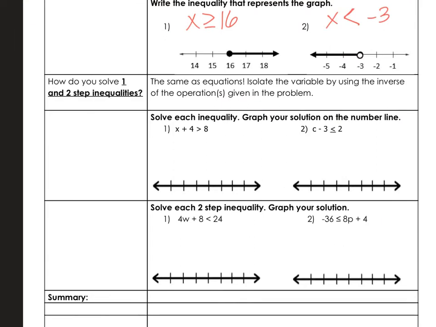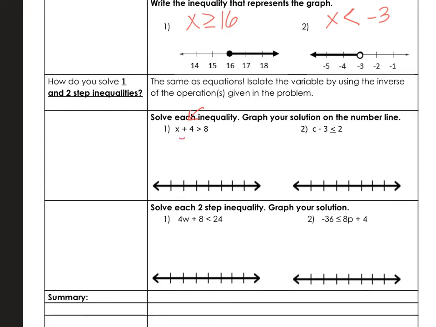All right, y'all, we're almost done. Just a few more. How do you solve 1- and 2-step inequalities? The same as equations. Isolate the variable by using the inverse of the operations given in the problem. So the first thing that we need to do is look at what side the variable's on. For number 1, the variable's on the left-hand side. So we want the variable by itself, so we need to get rid of that +4.